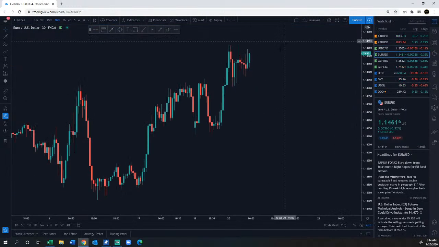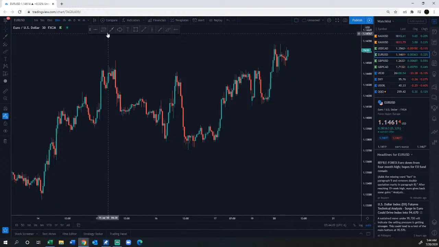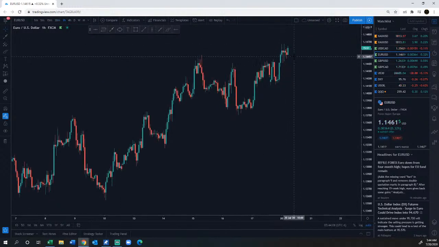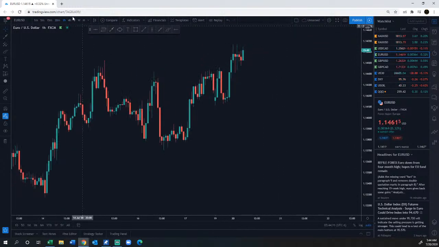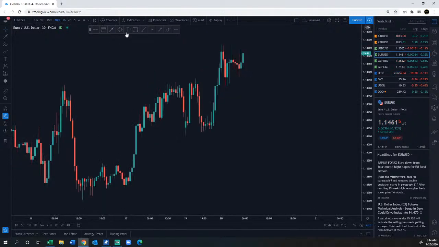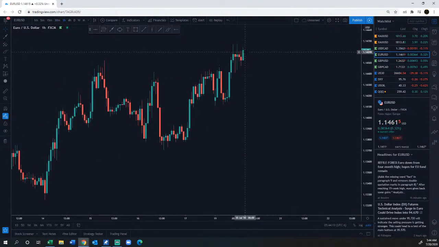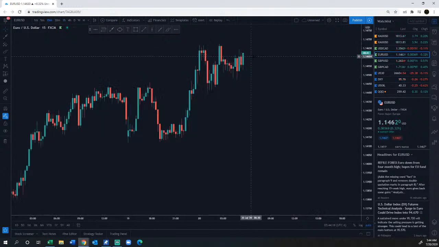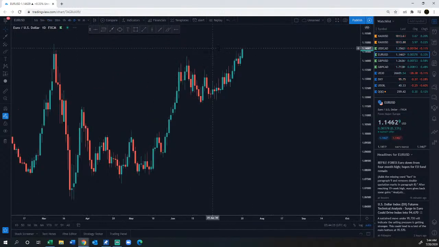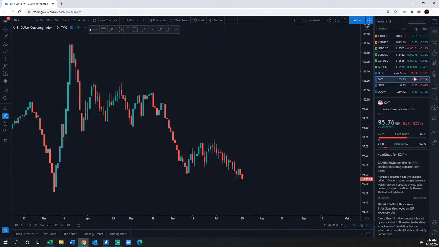EURUSD 115 could easily be hit, and I think it would be hit today. Depending how this 1 hour closes, you might get a nice little wick down for the next hour and then continued bullish momentum upwards, even on this 15-minute. I might take a buy here because I did say I expected it to hit 115, but even if I got 20 pips, that would be good enough for me on EURUSD.